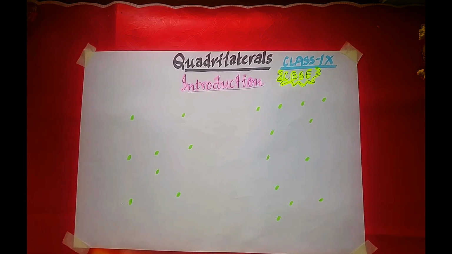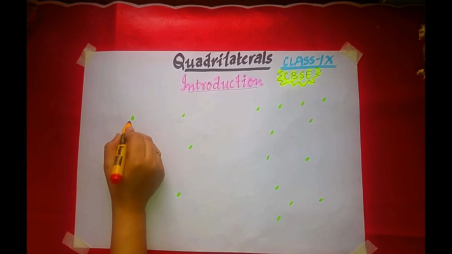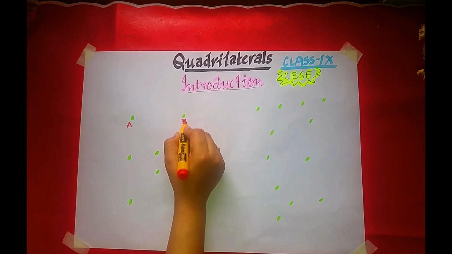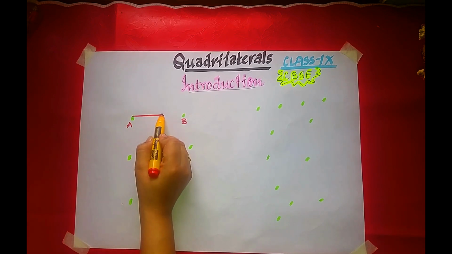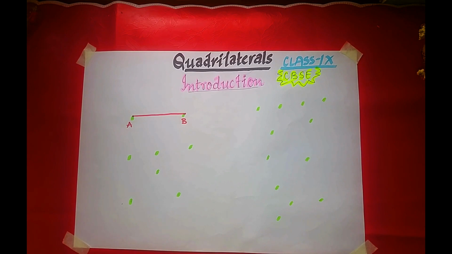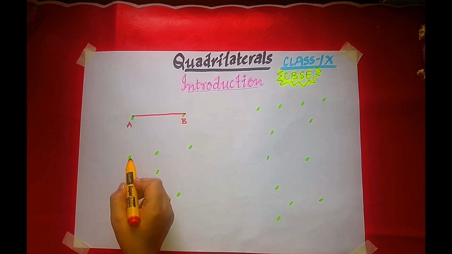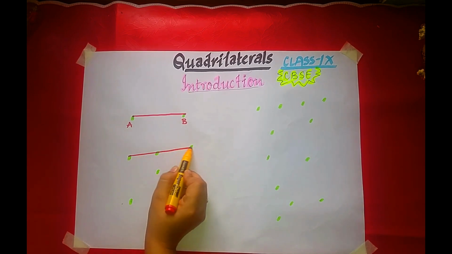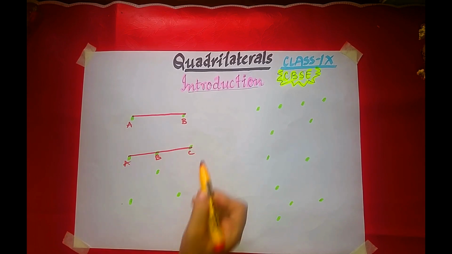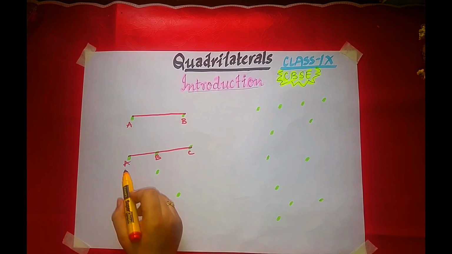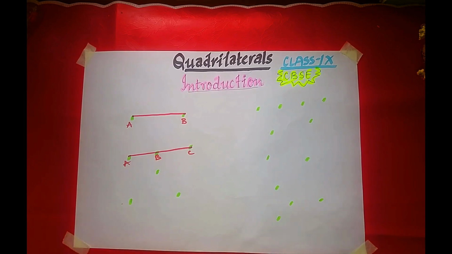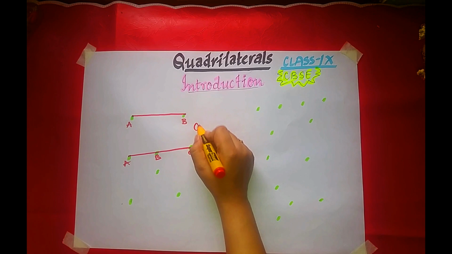Let's consider 2 points like this. Let's name them A and B. Now students, what happens if we join them? If we join them, we get a line segment like this. Similarly, if we have 3 points, A, B and C, and I join them, I get line segments AC, AB or BC, all of them are line segments only, right? So when points lie on the same line, they are said to be collinear.